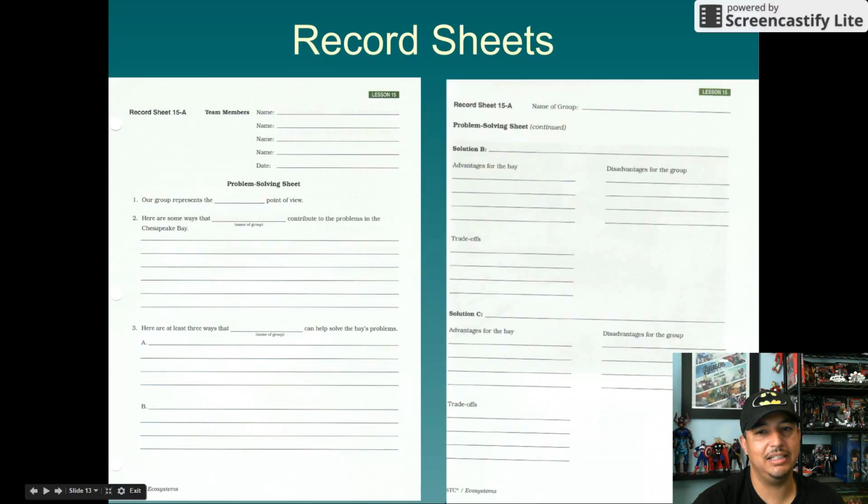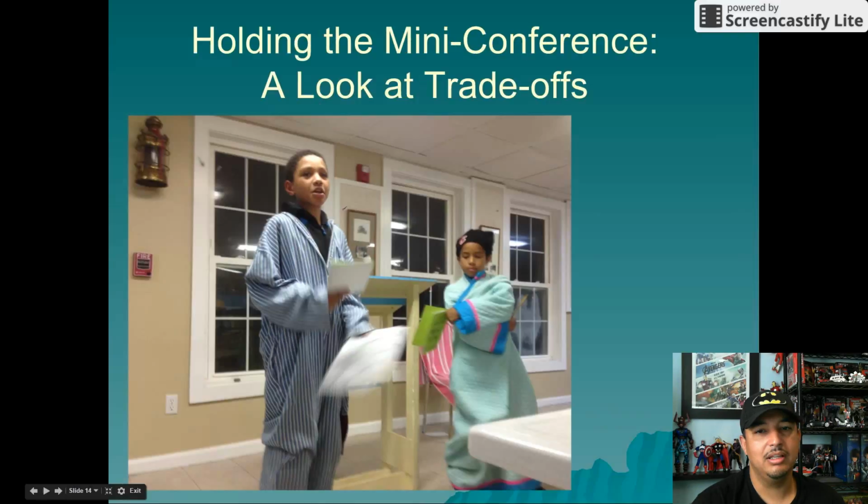So now, after students read, discuss, and complete record sheet 15A, they hold a mini conference during lesson 16. Remember, collect the record sheets and review them prior to lesson 16. Now, feel free to get costumes for the students during the mini conference. As a final activity, students can discuss how their pollution experiments relate to the real world problems of the Chesapeake Bay.